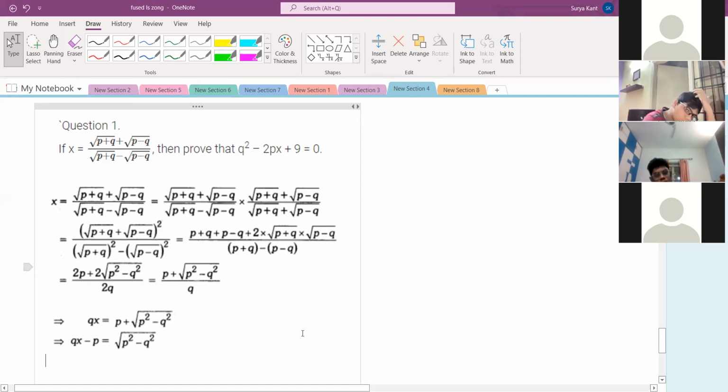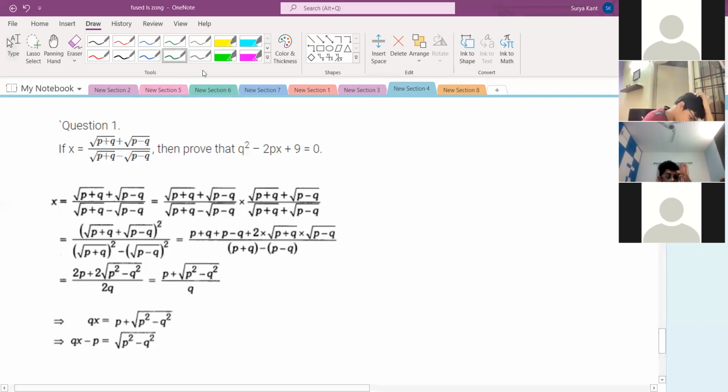Satvik, Saritvi, just see here. Till here you're getting or not? The same question. Got till first step, sir. First step we have. Second line I got, sir. Till second line. See, first step we have just rationalized. This is the denominator, right?